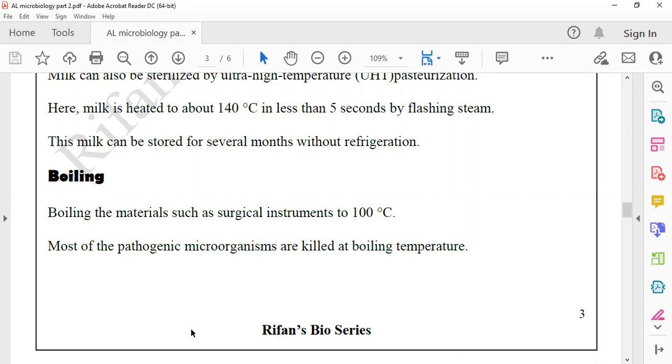In the case of boiling of water, in boiling water we place the materials for sterilization. In that case, the temperature is going to be 100 degrees Celsius. 100 degrees Celsius is a sufficient temperature to kill the pathogenic microorganisms. Most of the pathogenic microorganisms will be getting killed at 100 degrees Celsius.